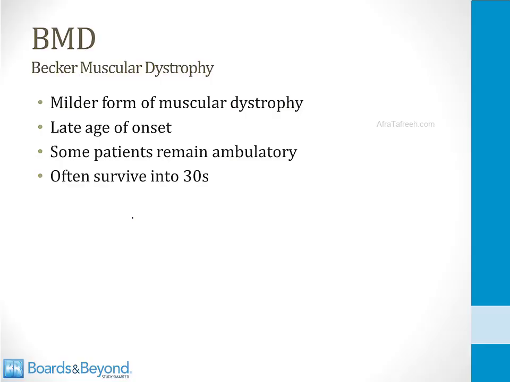In terms of symptoms, this is basically a milder form of muscular dystrophy. It has a later age of onset. Usually children are older. Some patients remain ambulatory during their entire lives, and patients often survive into their 30s or beyond with Becker muscular dystrophy. And that concludes our video on muscular dystrophy.